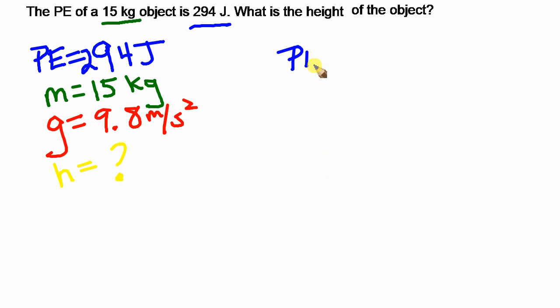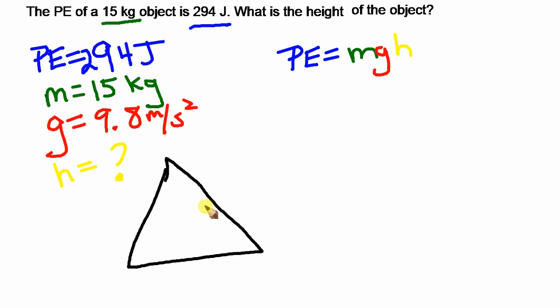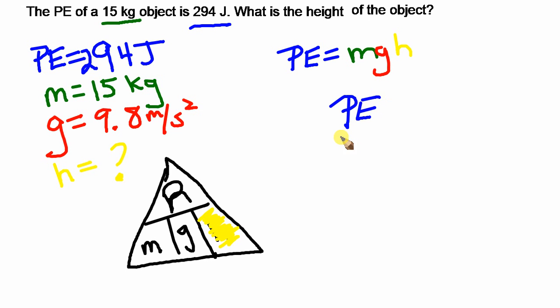My potential energy equation, PE equals mgh, but I can't really use this formula right now because I'm trying to find h. So I'm going to use the triangle technique of putting potential energy on the top, m, g, and h along the bottom. I am solving for h, so I'm going to cover up h, and I'm going to see that I have potential energy on top of m and g. So I know that h equals PE divided by m and g. If you just want to memorize this equation, you're totally welcome to do that as well. And then you don't have to do the triangles.